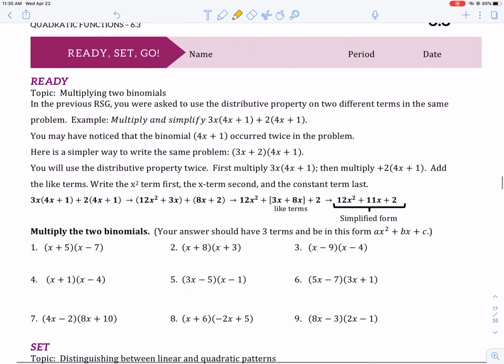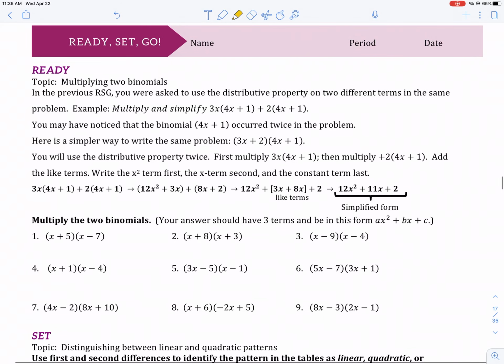I'm just going to go through a problem in the ready and the set. Let's get started. We're going to just be multiplying two polynomials. So basically what we're going to do is use the distributive property on two different terms in the same problem. So we can write the same problem, this one, we can just use the distributive property twice. First multiply this, and then multiply that, and add the like terms. Write x squared for the first term, x term for the second, and the constant term will be last.